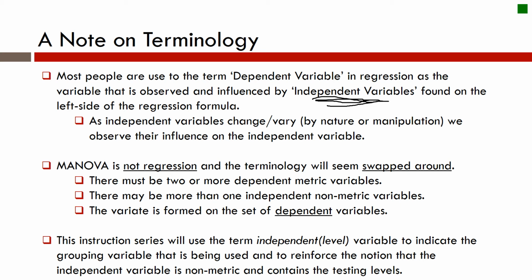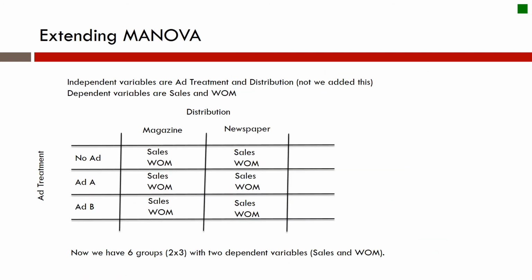So in this instruction, and as we walk through this material, the term independent variable will indicate the grouping variable, and it'll reinforce the notion that the independent variable is non-metric and it contains the testing levels, and it's what we would change in an experiment to identify a change in what we would think is a causal variable, that is the dependent variable.